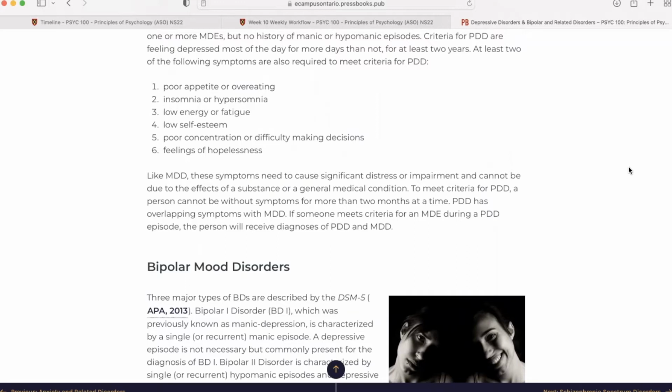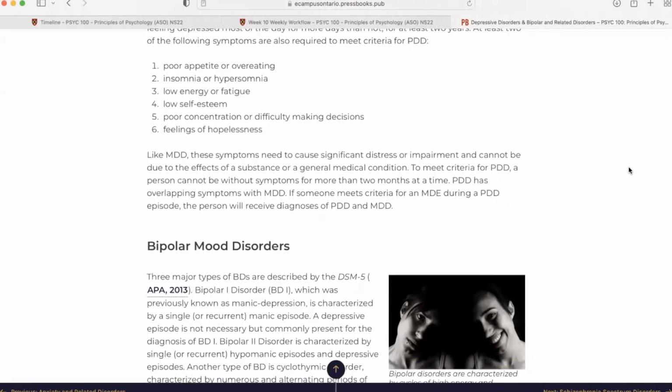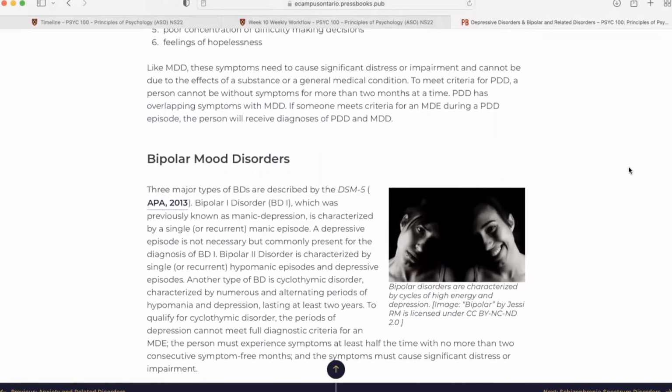Like MDD, these symptoms need to cause significant distress or impairment and cannot be due to the effects of a substance or general medical condition. To meet criteria for PDD, a person cannot be without symptoms for more than 2 months at a time. PDD has overlapping symptoms with MDD. If someone meets criteria for an MDE during a PDD episode, the person will receive a diagnosis of PDD and MDD.